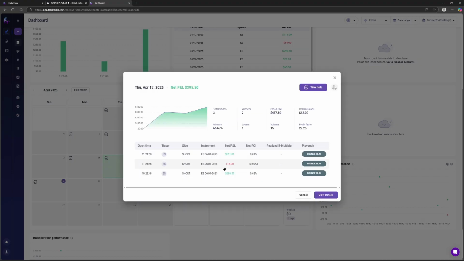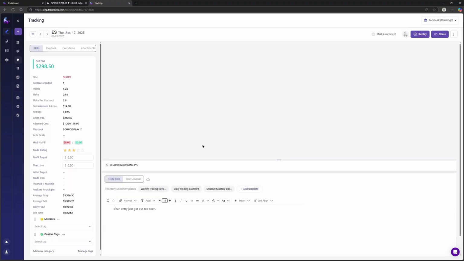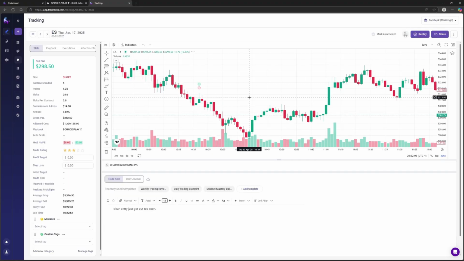This one I got scared. This one, I was actually break even, but the $14 is what they charge, I guess. I did another one, and look, they would have hit profit, bro. They would have hit. I did a short.